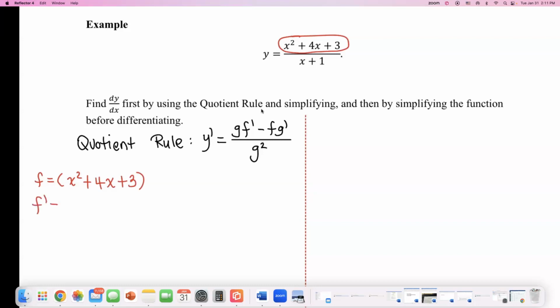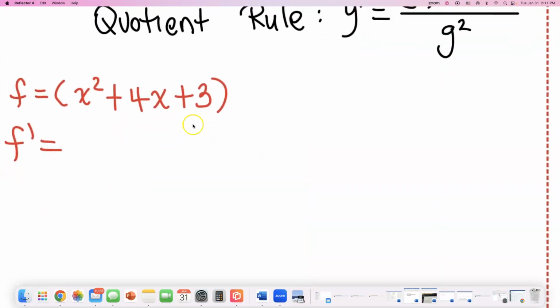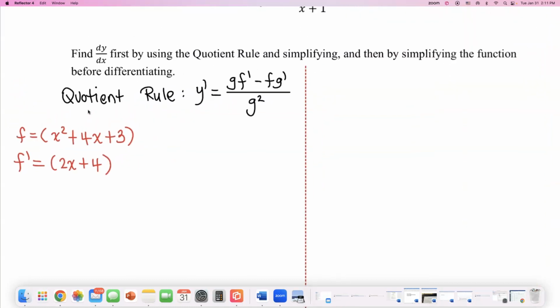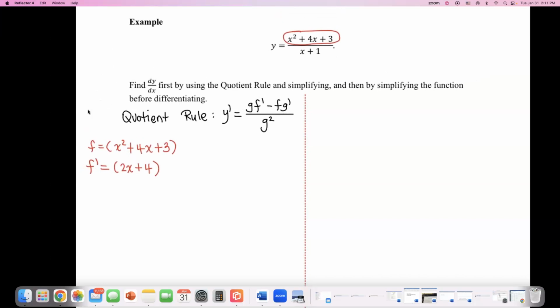Let's take the derivative of this using power rule. F prime is 2x plus 4, right? Now g is the bottom of the fraction. So g equals x plus 1. Find g prime. The derivative of x plus 1 is just 1. It's 1 plus 0, but it's just 1. Now I got my four pieces. All I need to do is plug them into the right place, okay?